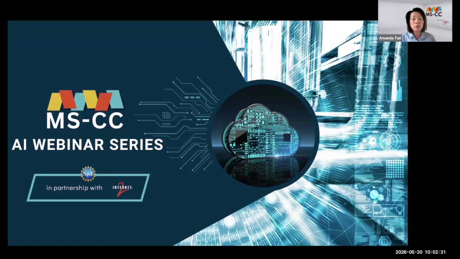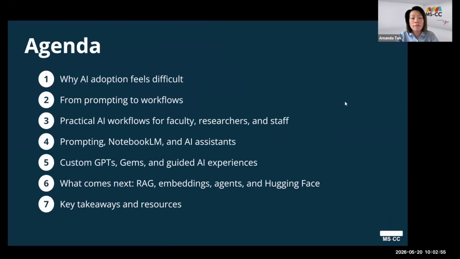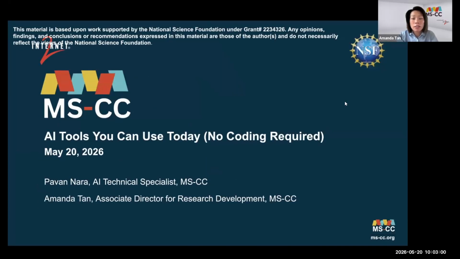In our first webinar, which was held about 2 weeks ago, we focused more on foundational concepts: what AI is, how these systems work at a high level, and why AI is becoming increasingly relevant across research and higher education. Today, we want to shift from concepts into practical workflows. So this session is really focused around helping faculty, researchers, instructional staff, and administrators think about how these tools can realistically fit into day-to-day work, not in a hype-driven way, but in a practical and usable way.